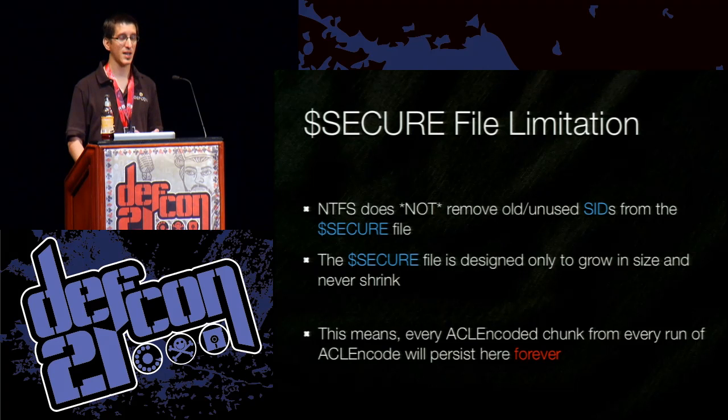This imposes a kind of severe limitation. Every single chunk of an ACL encoded file will always persist in the $secure file forever. So the more data you try to encode, the more space will be eaten up by your file system, and you won't be able to recover it, even if you try to clean it up. If you do some manual hacking, you might be able to remove them manually from the $secure file, but that's beyond the scope of this talk.